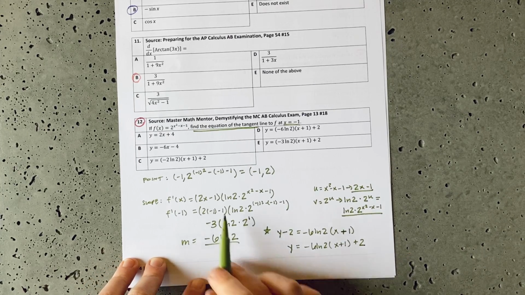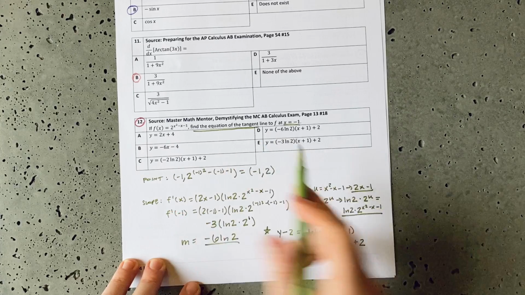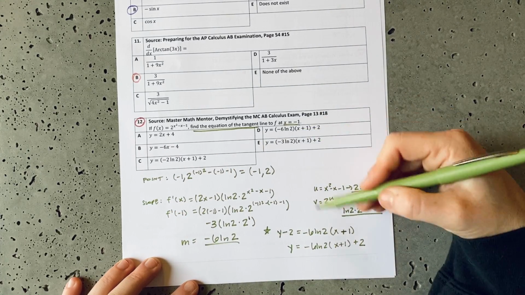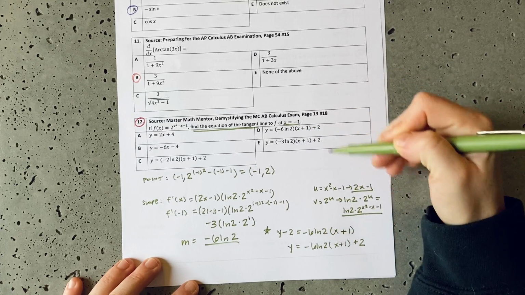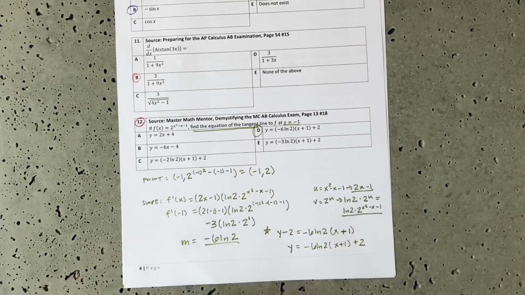Now let's look at our answer choices. This one has -6 natural log of 2 in it. So let's just check that it has all the other pieces. Y equals -6 natural log of 2 (x plus 1) plus 2. D is your answer.